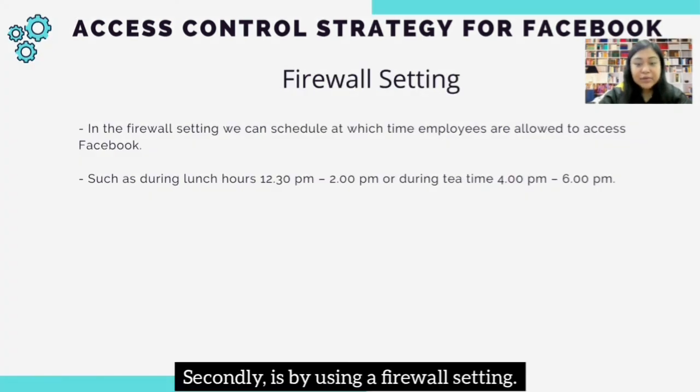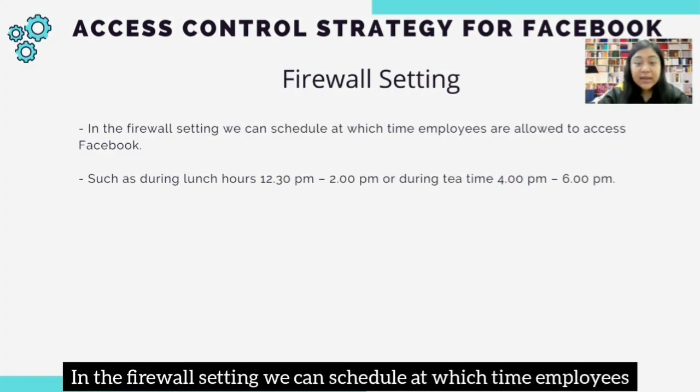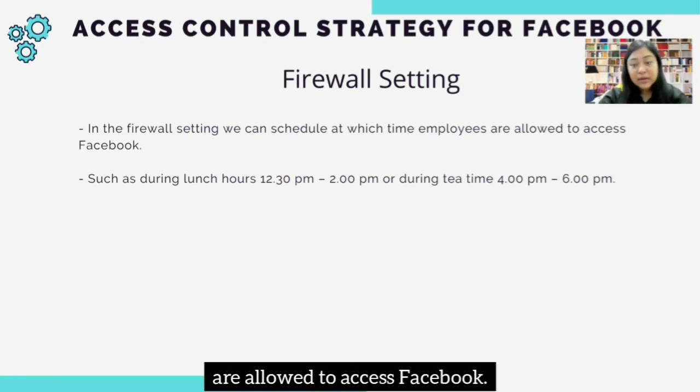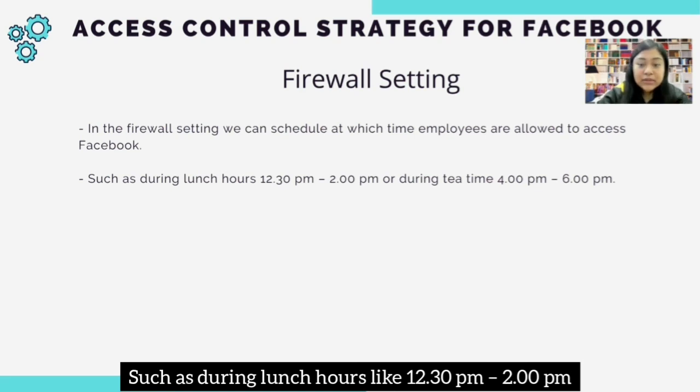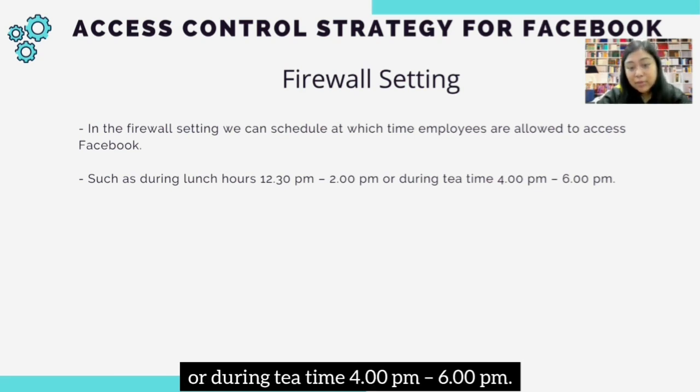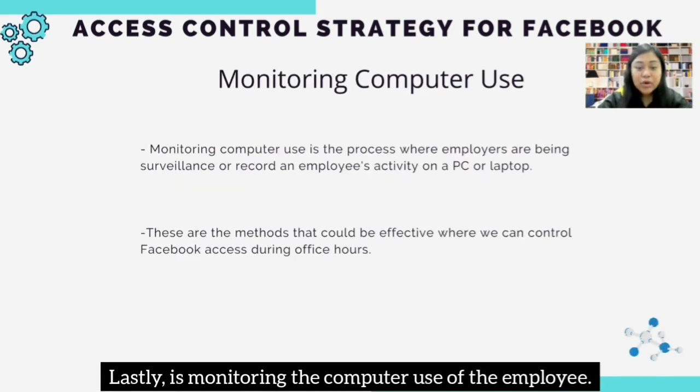Secondly is by using a firewall setting. In the firewall setting, we can schedule at which time employees are allowed to access Facebook, such as during lunch hours like 12:30 p.m. to 2 p.m. or during tea time 4 p.m. to 6 p.m.